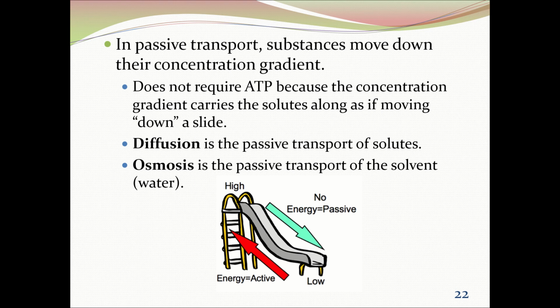In passive transport, substances move down their concentration gradient. This does not require ATP because the concentration gradient carries the solutes along as if moving down a slide. There are two major types of passive transport: diffusion and osmosis. Diffusion is the passive transport of solutes. Osmosis is the passive transport of the solvent, which is water.